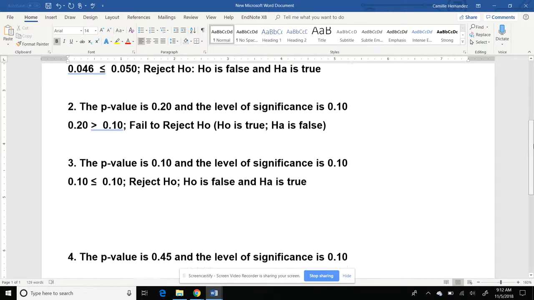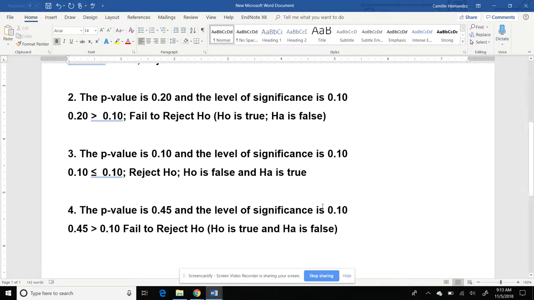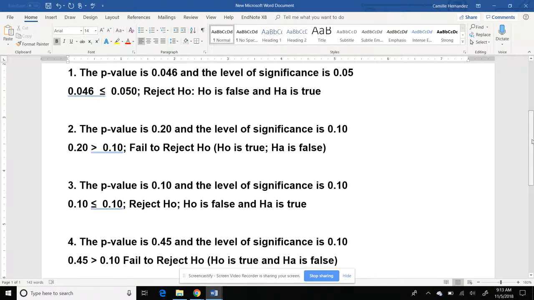All right, and let's do the last one. All right, here we go. So p-value is 0.45 and level of significance is 0.10. Okay, so I'm going to write 0.45 and then I'm going to do this. Okay, this again is greater than. So that means I fail to reject the null. All right, so what does that mean again? H0 is true and HA is false. Okay. It's that simple. So as you see, we have two where it was fail to reject and two where it was reject the null.